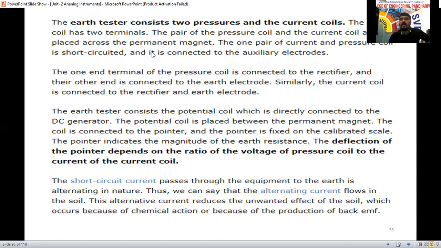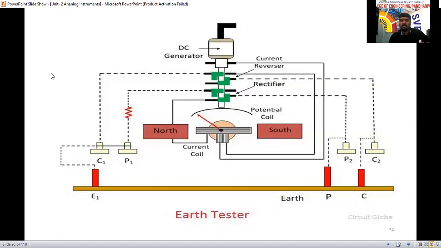So each coil has 2 terminals here now. This one is connected to the rectifier in it, or we can consider this one as the commutator. Another one is connected to the earth electrode here now. So these two are shorted here now, and it is connected to the electrode E1 here now. Another one is connected to the commutator here now.